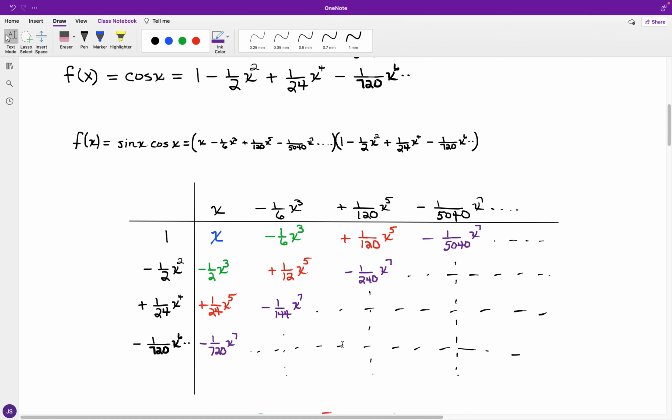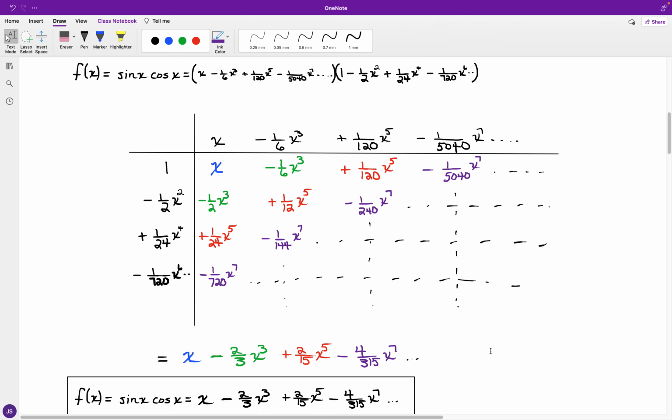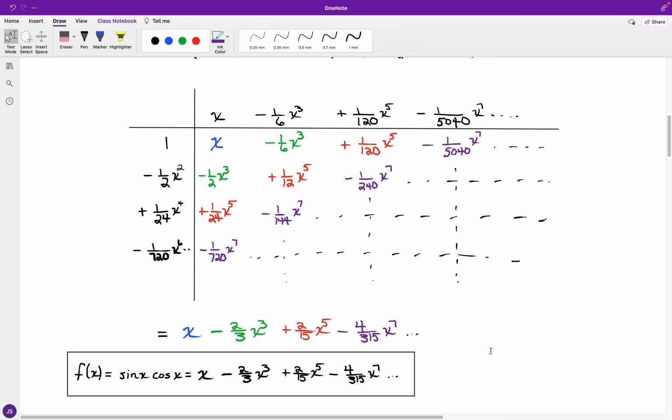And it looks like if I had added more terms, I would have had a diagonal array of ninth order products, but we are constraining it to just the first four non-negligible terms. So combining, we have x minus 2/3 of x cubed plus 2/15 of x to the fifth minus 4/315 of x to the seventh, and that is going to be the outcome for the Maclaurin series whenever we are multiplying sine and cosine of x.